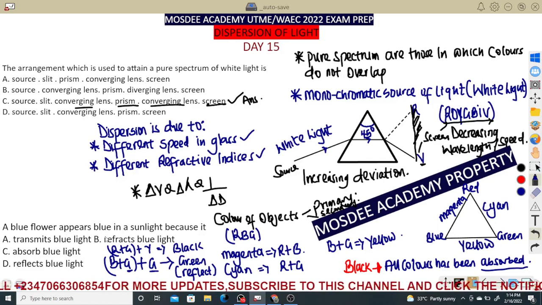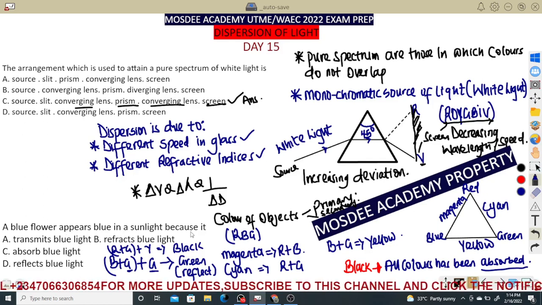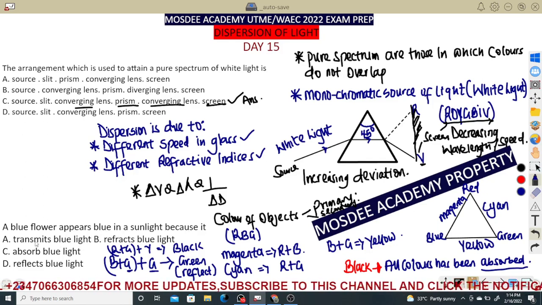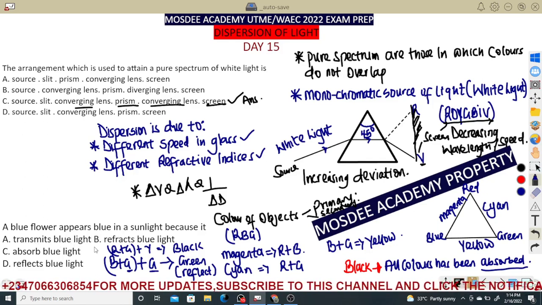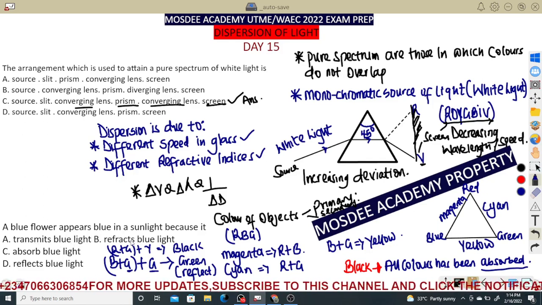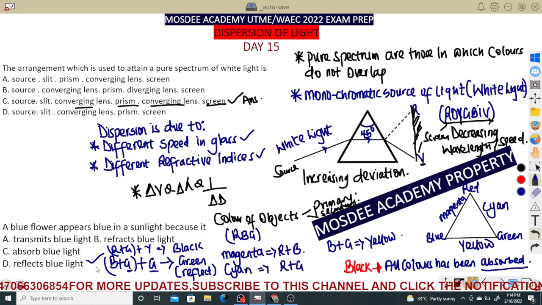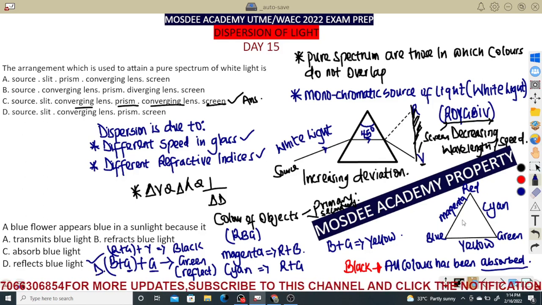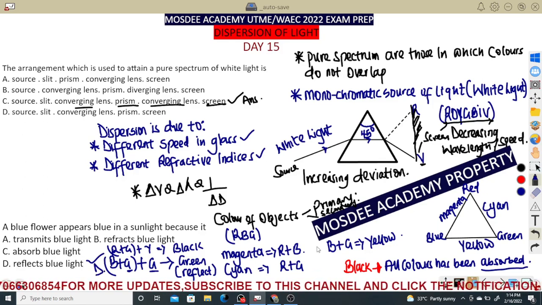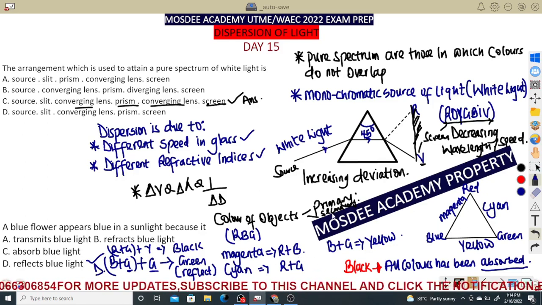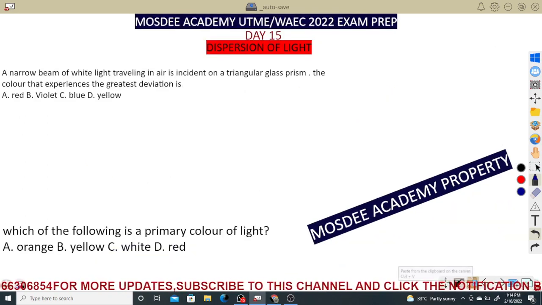A blue flower appears blue in sunlight. Why do you see something blue? Because blue has been reflected to your eyes. Transmit blue light? No. Refract? It's not refracting. I said it's reflecting. Absorb blue? If it absorbs blue light, you are going to see black color. Now, reflect blue light is correct, and the answer to this is D, which I've explained the concept in just a few minutes. So let's increase our pace. We have 12 questions. This is just the second question. We have a long way to go. We move to the next slide.